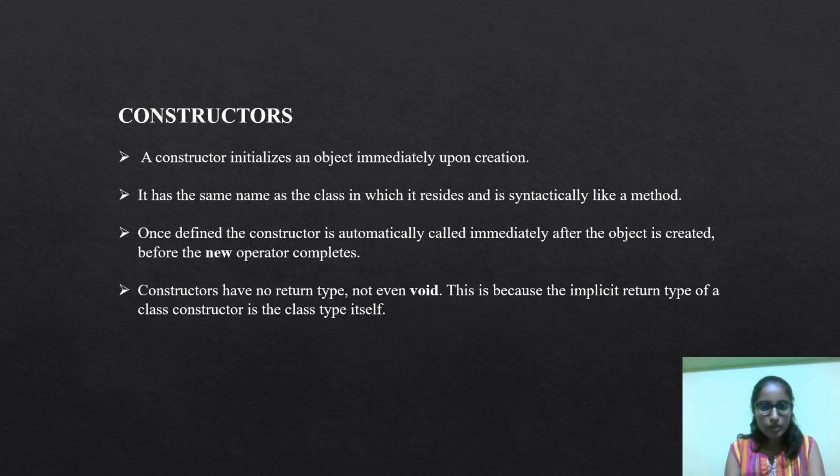There are two types of constructors: default constructors and parameterized constructors. A default constructor has no parameters and is provided by the compiler if no constructor is explicitly defined in the class. Parameterized constructors accept parameters, allowing customization of object initialization.